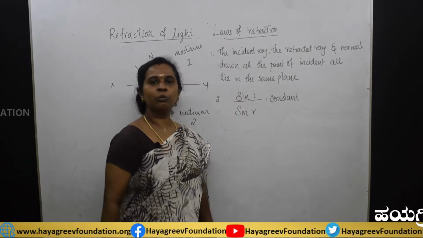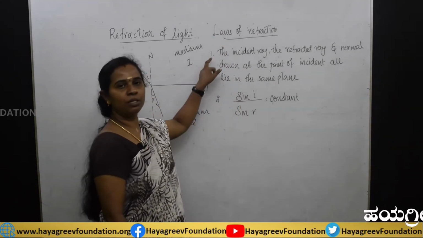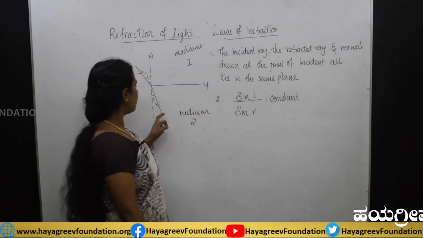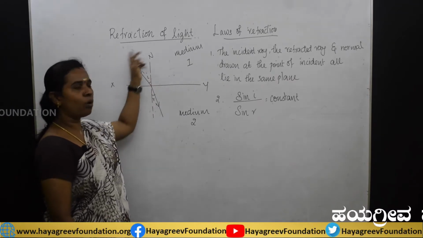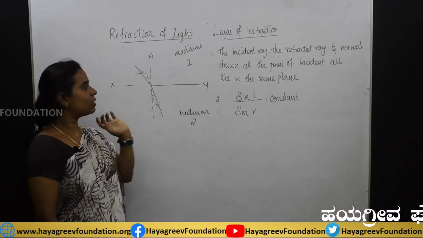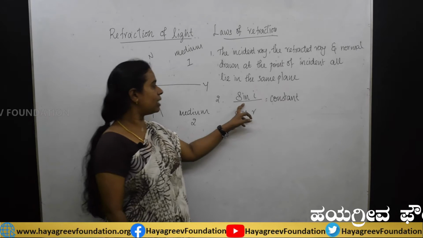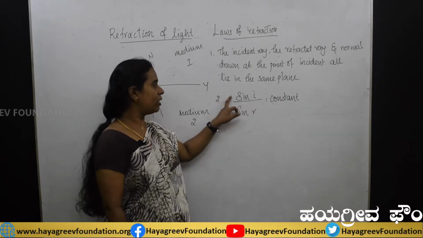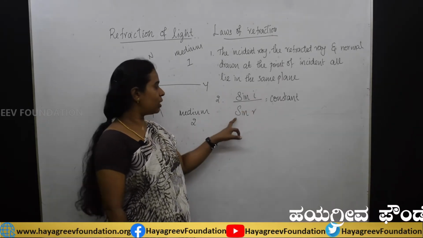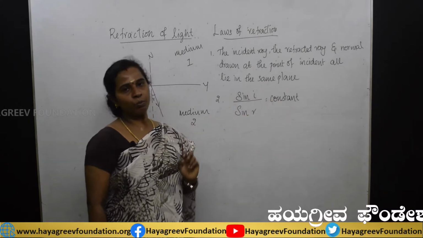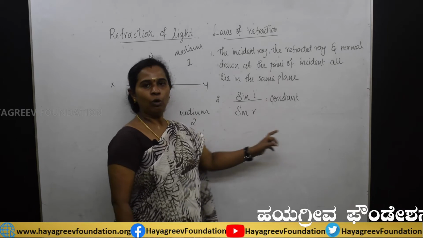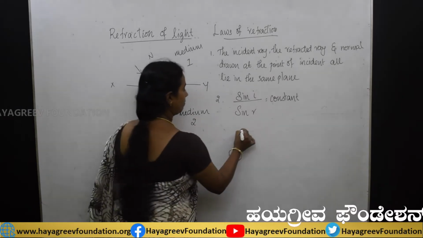First I am going to explain the laws of refraction. First law: the incident ray, the refracted ray, and the normal at the point of incidence all lie in the same plane. So this is the first law. The second law: the ratio of the sine of the angle of incidence to the sine of the angle of refraction is constant for any two media. This second law has one more name, Snell's law.